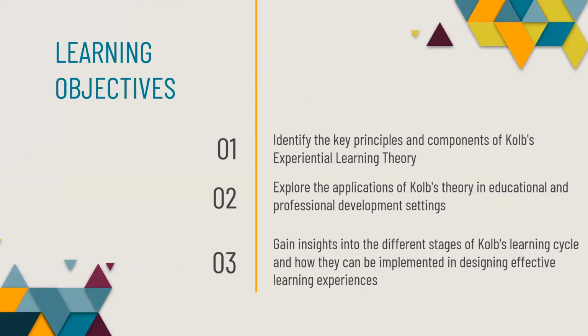During this presentation, we will outline 3 key learning objectives. The first one is to identify the key principles and components of Kolb's experiential learning theory. Then explore the applications of Kolb's theory in an educational and professional development setting, and gain insights into the different stages of Kolb's learning cycle and how they can be implemented in designing effective learning experiences.